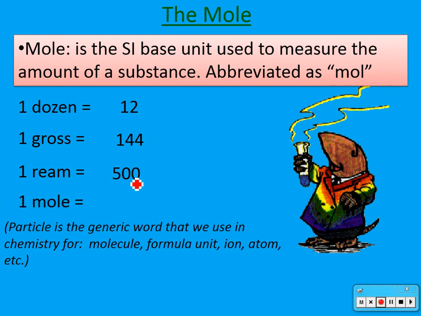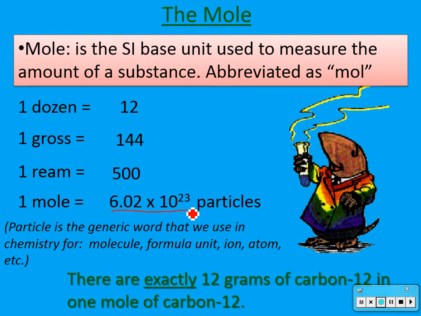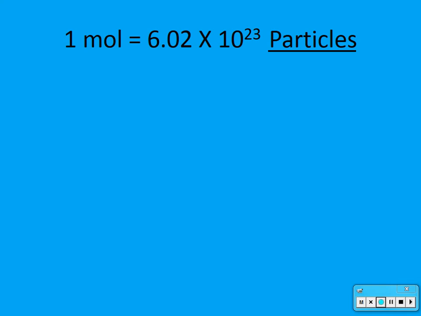Well, a mole in chemistry equals a number, and everybody should know it. It's 6.02 times 10 to the 23rd. That's a very famous number in chemistry. In fact, it's given its own name. But 1 mole equals 6.02 times 10 to the 23rd particles. And there's exactly 12 grams of carbon-12 in 1 mole of carbon, so that's like the standard. So 1 mole equals 6.02 times 10 to the 23rd particles.